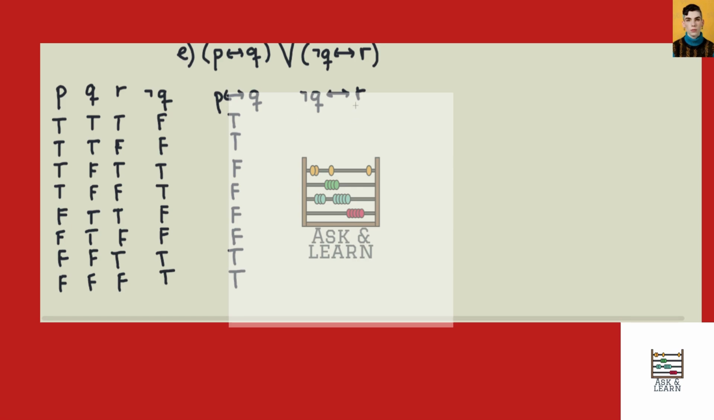Now again, the biconditional statement means that if both truth values are the same, it'll be true. If they are different, it'll be false. So we're looking at the fourth column and the third column. So false, true is false. False, false is true. True, true is true. True, false is false. False, true is false. False, false is true. True, true is true. True, false is false.